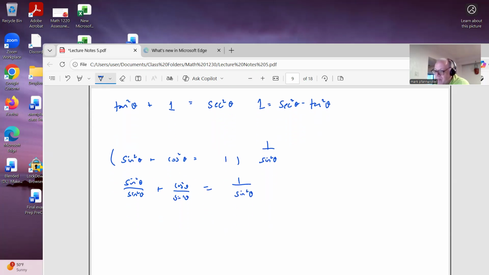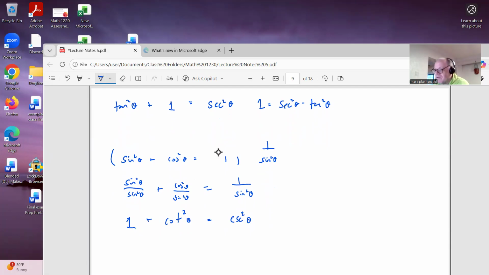Now, sine squared over sine squared, that better be 1. Cosine over sine, remember that's cotangent squared. We're using our quotient identity there, just to bring that back, is equal to 1 over sine squared. That's a reciprocal identity. That's cosecant squared.